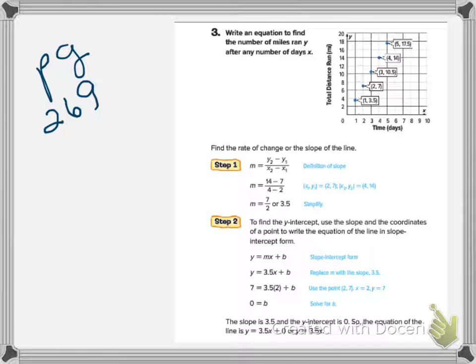We're taking a look at page 269, example 3 today. And number 3 asks us to write an equation to find the number of miles ran y after the number of days x. And one of the things we want to look at when we're looking at a graph is, is there a constant rate of change? So you're deciding whether or not that rate of change is constant. And to decide whether or not the rate of change is constant, you should be taking y divided by x and seeing if that's the same for each example.